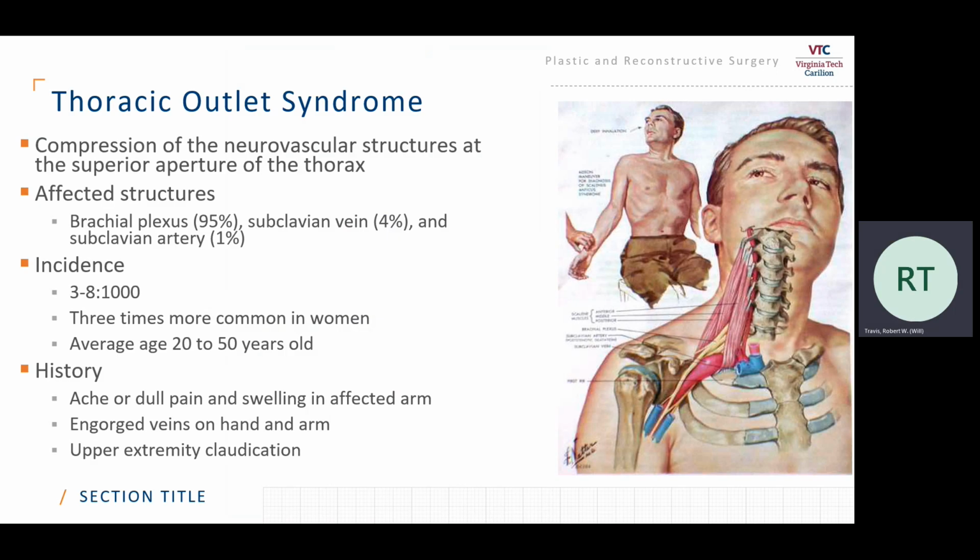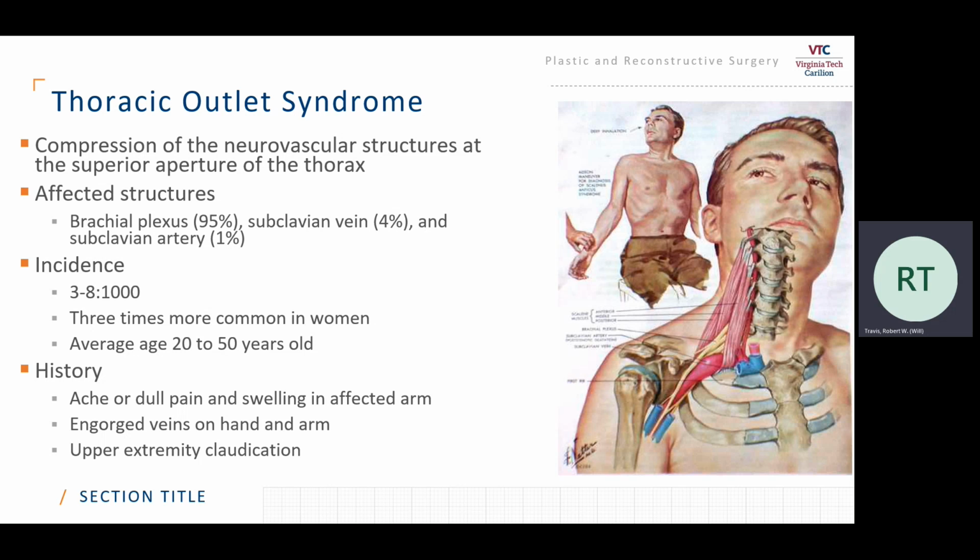So moving on to thoracic outlet syndrome. This is compression of the neurovascular structures at the superior aperture of the thorax. Affected structures include the brachial plexus in 95% of cases, subclavian vein in 4%, and the subclavian artery in 1%. Incidence is about 3 to 8 out of 1,000, and it's 3 times more common in women.